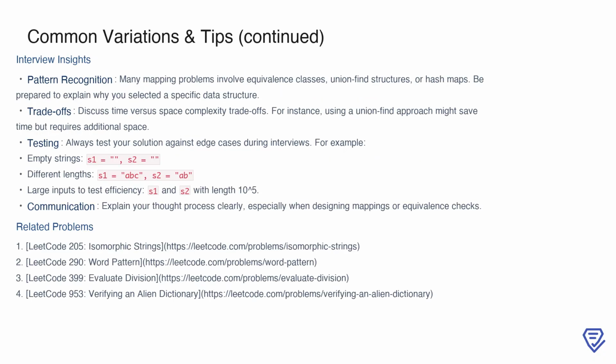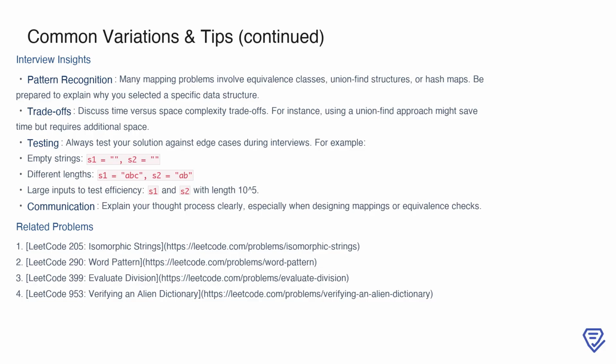In interviews, you'll want to focus on a few key areas. First, pattern recognition is critical. Many mapping problems involve concepts like equivalence classes, union-find structures, or hash maps. Be prepared to justify why you chose a particular data structure for your solution. You should also discuss trade-offs, such as time versus space complexity. For example, a union-find approach might save time but requires additional space for parent and size arrays.